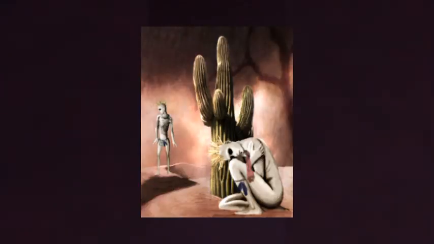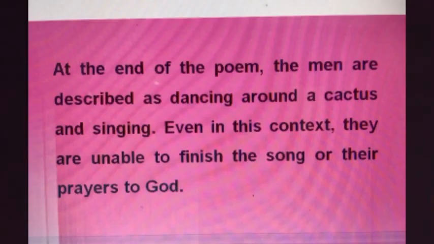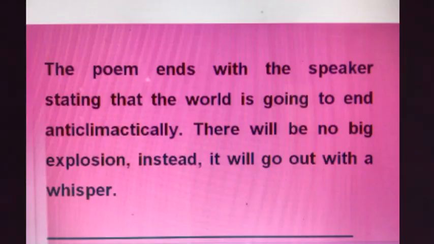So when the poem ends, we see them dancing around a cactus. Even in this context, they are unable to finish the song or their prayers to God. The poem ends with the speaker stating that the world is going to end anticlimactically. There will be no big explosion. Instead, it will go out with a whimper.